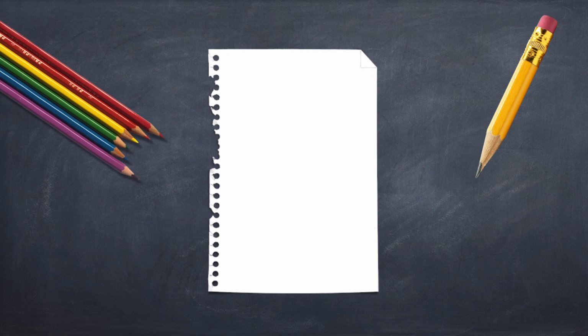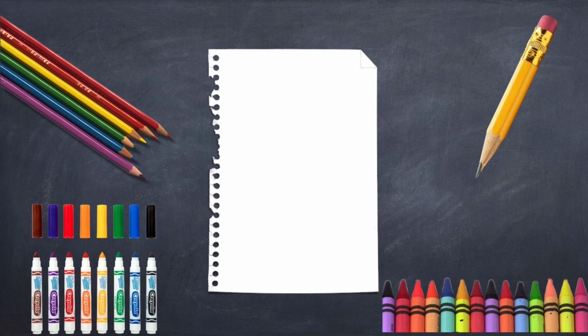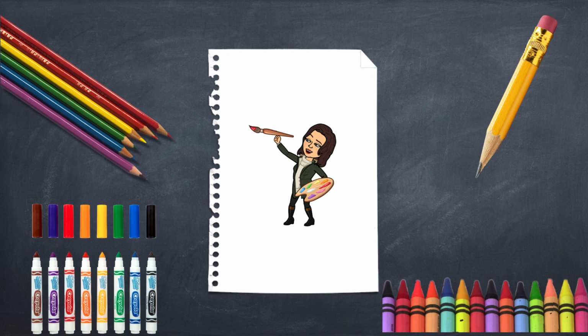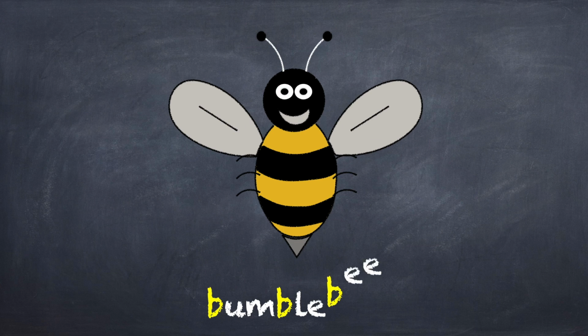If you can, get a piece of paper to draw on, something to write with like a pencil, colored pencils, crayons, markers, whatever you'd like. And let's get ready to draw one of our spring bugs, the bumblebee. Bzzz. The bumblebee is something we just talked about with the letter B, and the word bumblebee makes the B sound 3 times, bumblebee. Let's learn how to draw it.